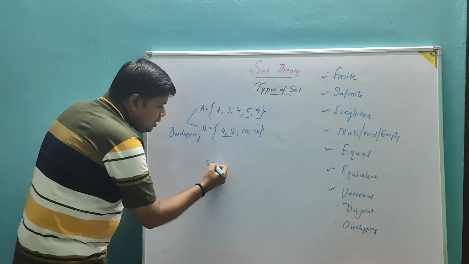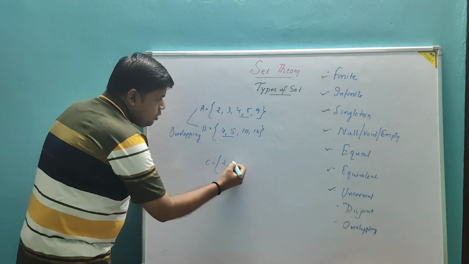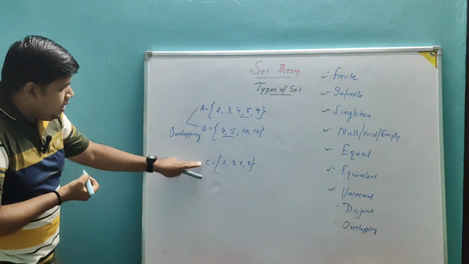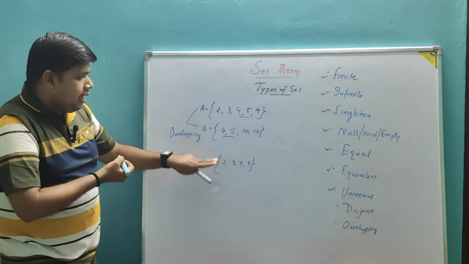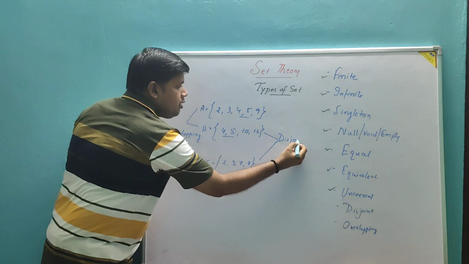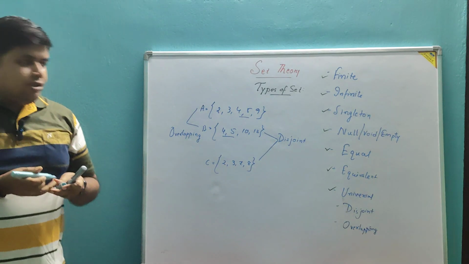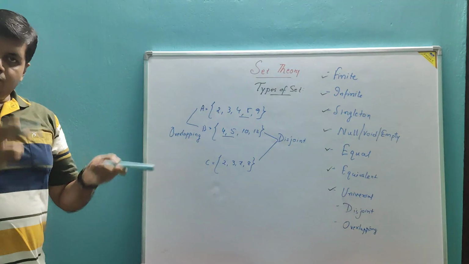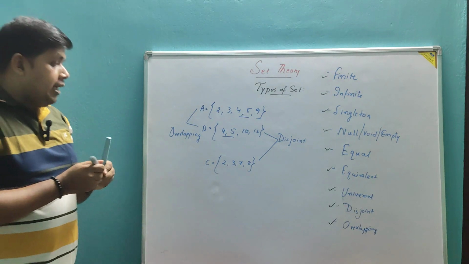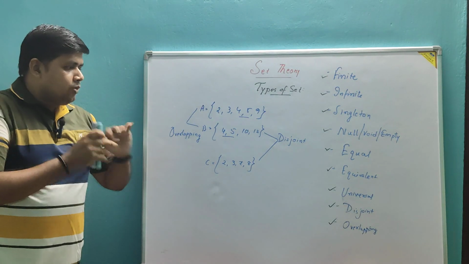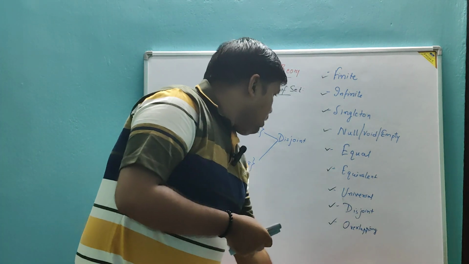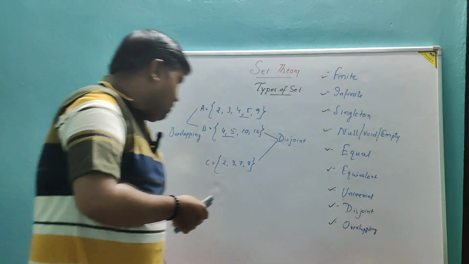However, let's take another set C having elements 2, 3, 7, 8. If we consider B and C, there is no common element between them. So in such a case, we can consider B and C as disjoint sets. So disjoint means there is no common element between the two sets. However, overlapping sets means there exists at least one common element between the sets. So these are the basic types of sets.